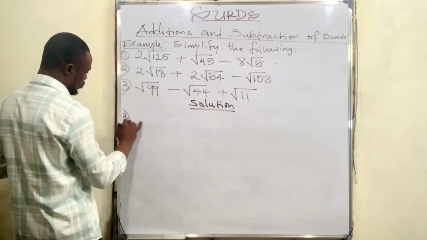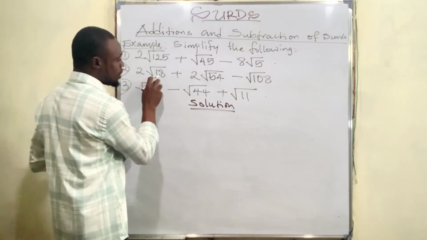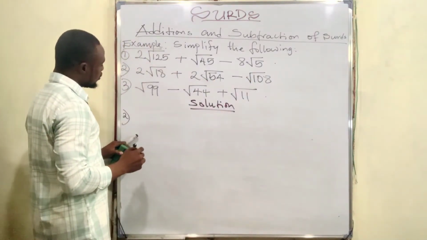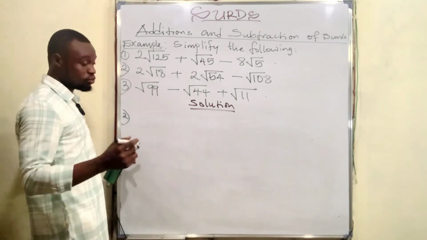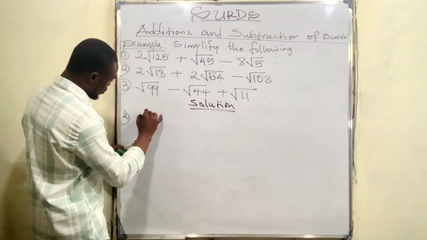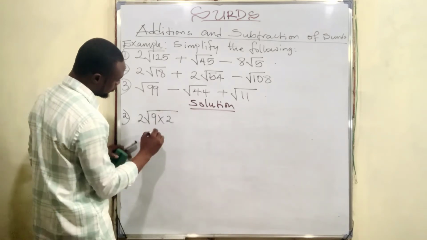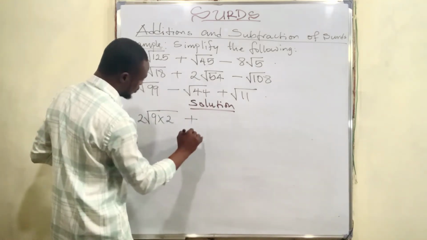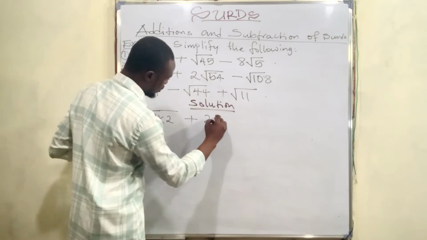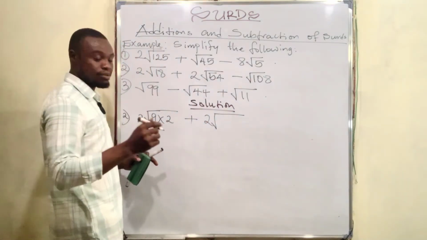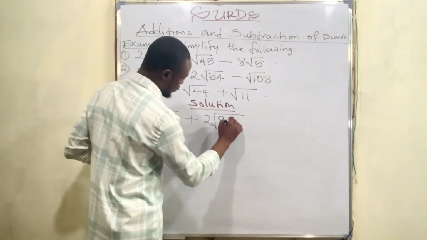Now number 2 is, now we have 18 here, we have 54 here, we have 108 here. So 18 is the same thing as what? 9 times 2. So this is 2 the root of 9 times what? 2. There's a plus, and there's a 2 here, and 54 is the same thing as 9 times 6. So I have 9 times what? 6.